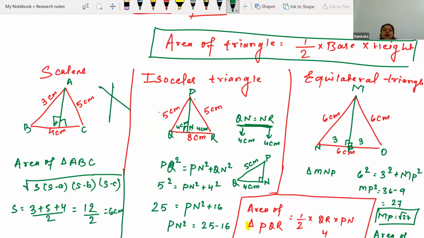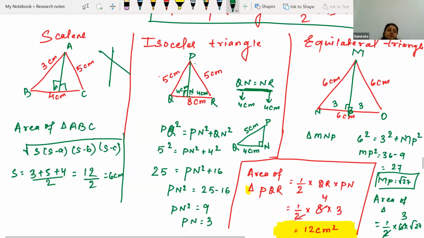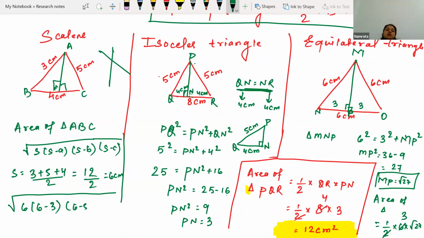Now we need to calculate the area by using S. Let's calculate it. 6 into (6 minus 3), (6 minus 5), (6 minus 4). Now what we will be having? 6, 6 minus 3, all are in multiplication, okay? So 6 minus 3 is 3, 6 minus 5 is 1, 6 minus 4 is 2.